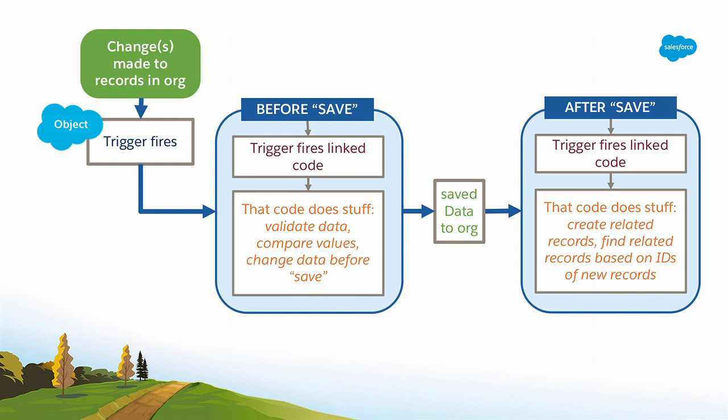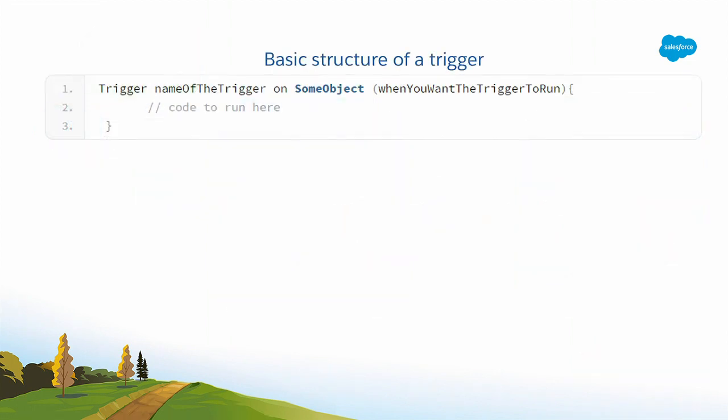So that also is part of the trigger that links off to other files called classes that have code. And that's creating related records, finding related records based on whatever records that you just changed, and so forth. And then it just sits back and waits for the next database event to happen.